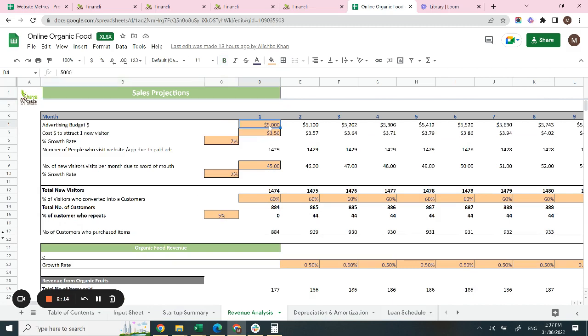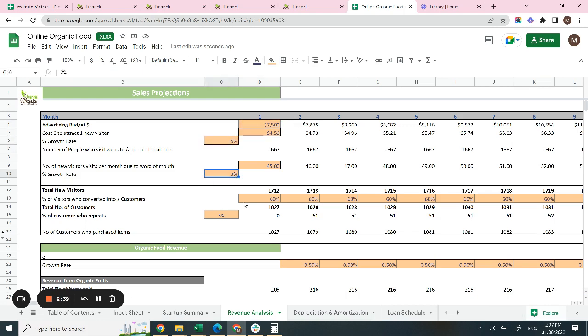Advertisement budget is 5,000 here. I'm going to change it to 7,500. The cost to attract one new customer is 3.50. I'm going to change it to 4.5. And the growth rate is 2% here. I'm going to change it to 5%. As you can see, the data has changed according to my key assumptions.